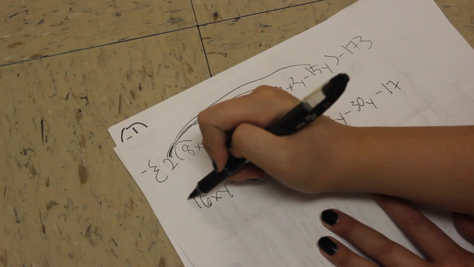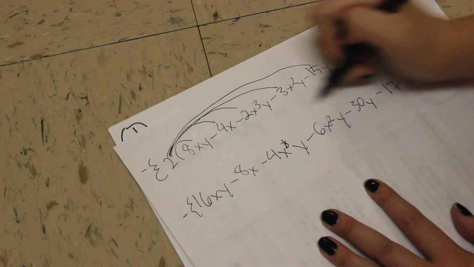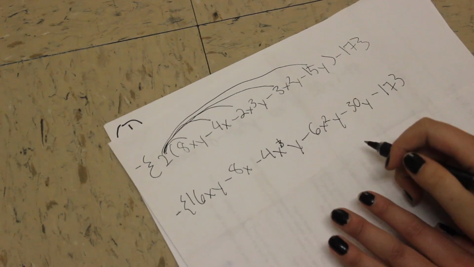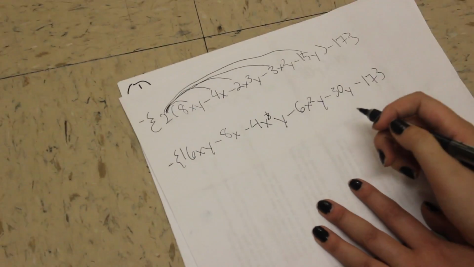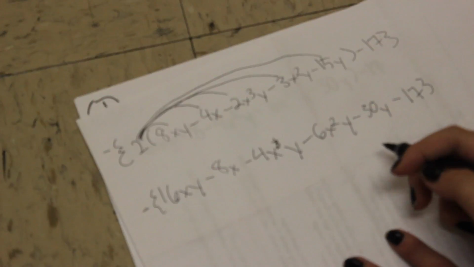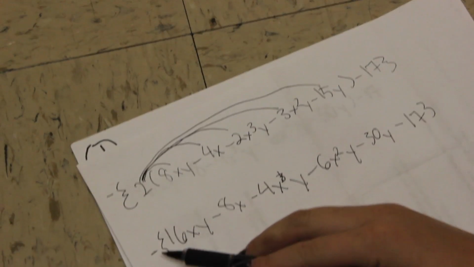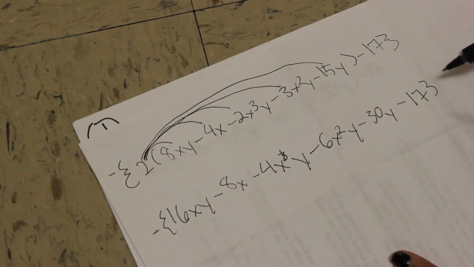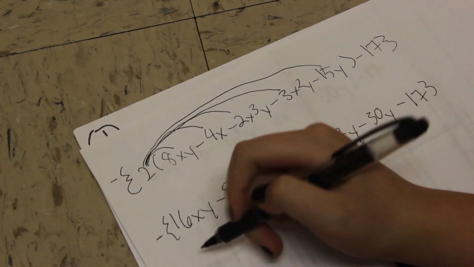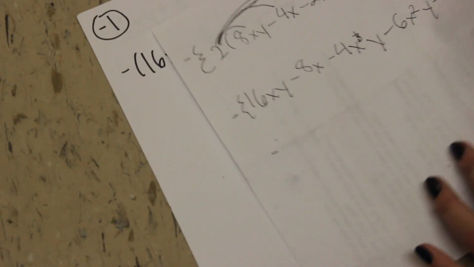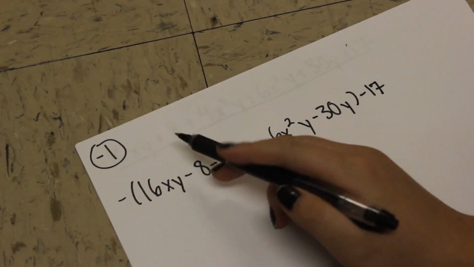but we still have this negative on the outside. So now we distribute the negative, and when we distribute a negative, it just changes the sign of everything in the parentheses. So we'll have a negative. It's pretty much a -1.